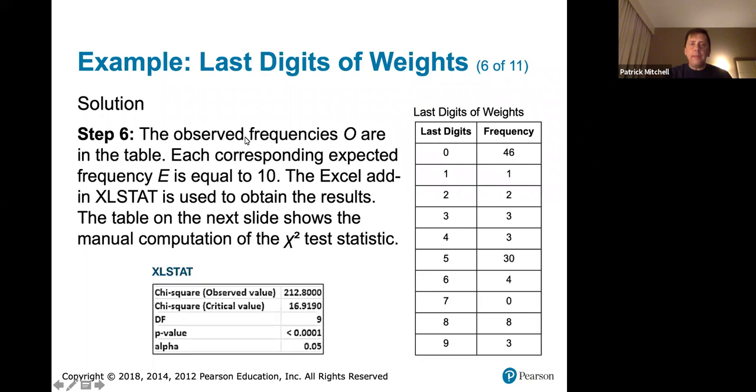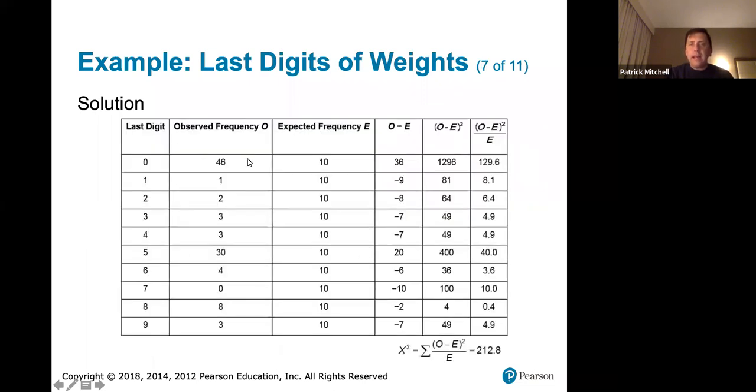Step six, the observed frequencies O are in the table. Each corresponding expected frequency E is equal to 10. So they got this display using XLSTAT, which we have not been using. So what I'll show you on the next slide is how to compute it manually. Okay. So it's really not that hard.